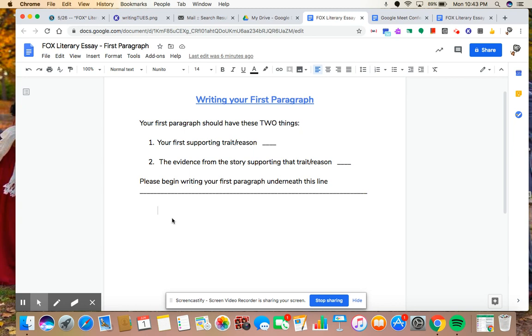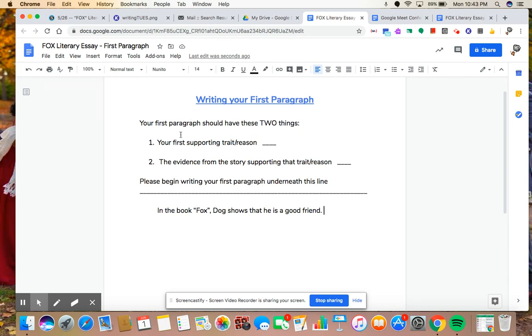Okay, so now something that I like to do, and it was in the literary essay example that I gave to you, is to just state the name of the book again as the first sentence. So I can say something like, in the book Fox, dog shows that he is a good friend. So I renamed my claim, and that's fine. You can rename your claim, okay?